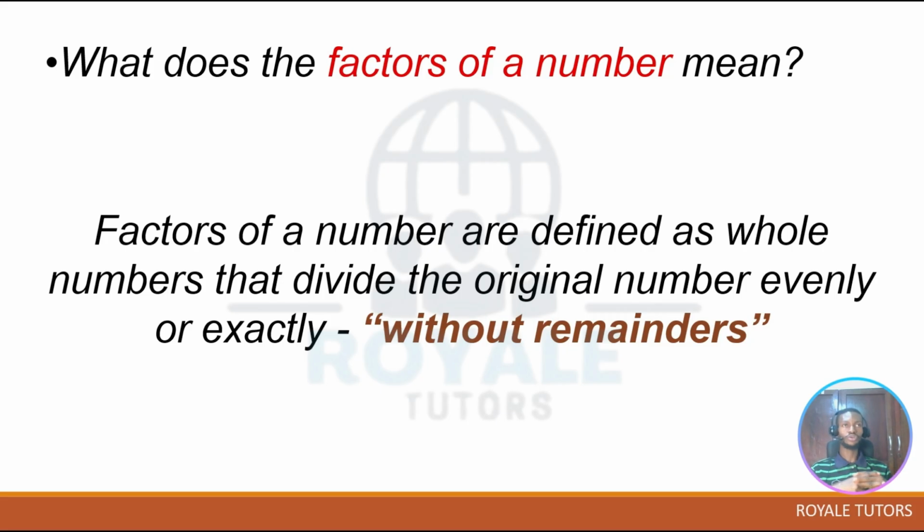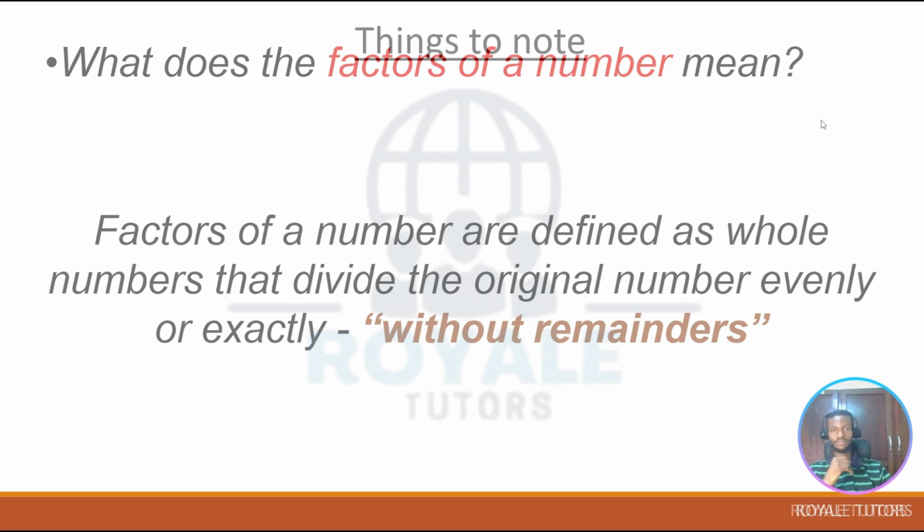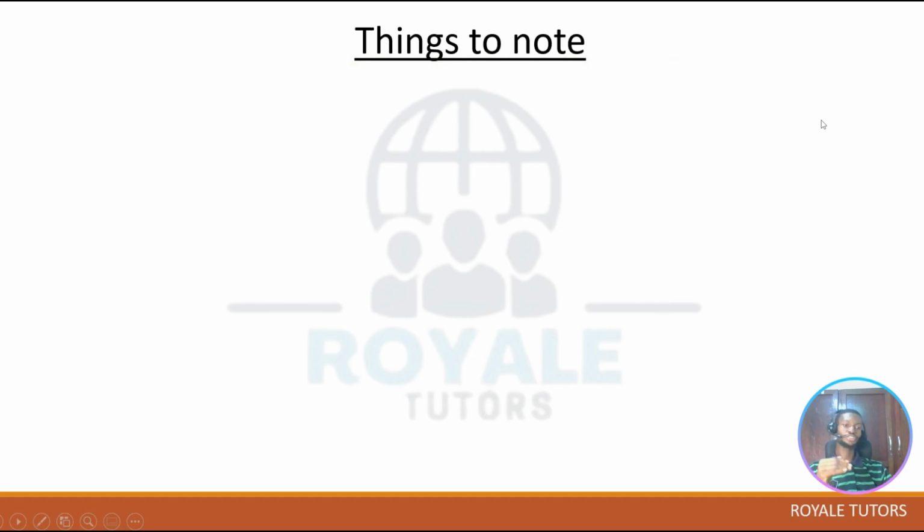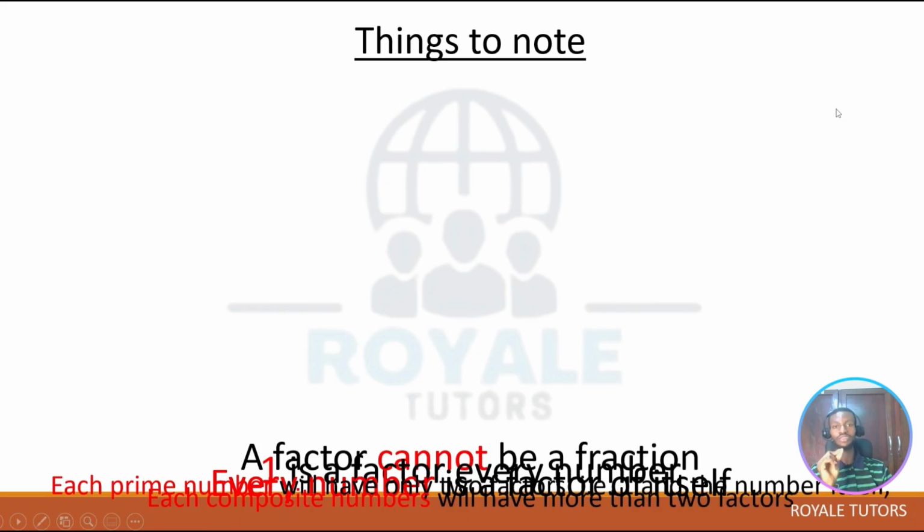So, for example, let's have the number 12. The number 12 is easily divisible without remainder by 3. So, therefore, we say 3 is a factor of 12. Now, let's proceed. These are the things you need to note when listing out the factors of a number.